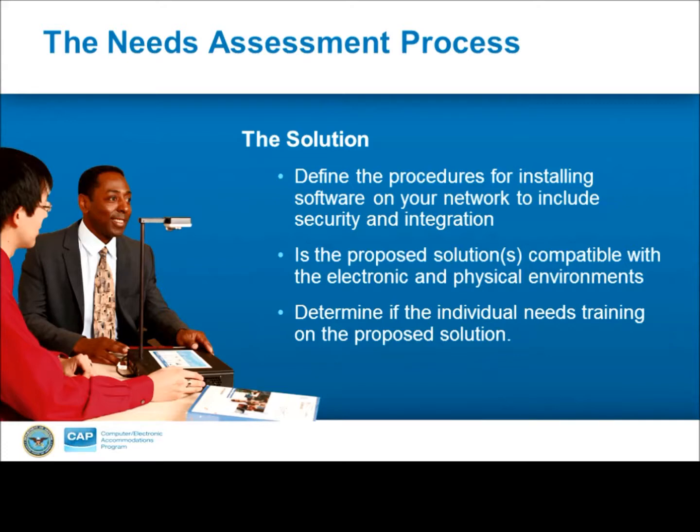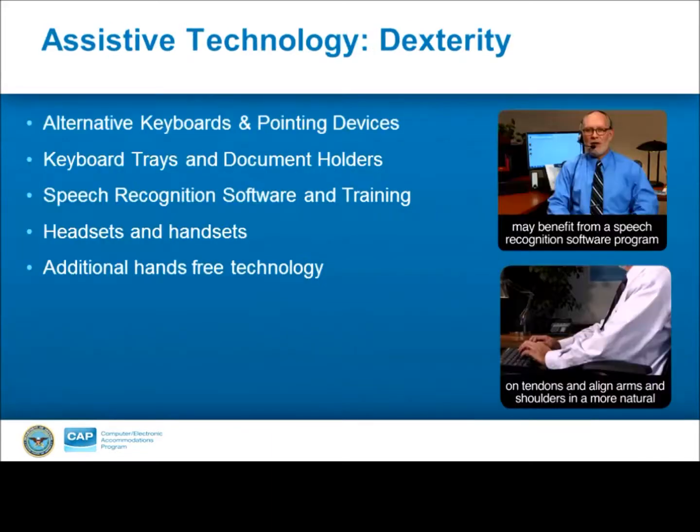So now that you have an idea of what our process is with the job, the individual, and the solution, it's apparent that the biggest piece of the puzzle as you're going through this process is being aware of the type of technology that could actually assist with those levels of limitations. So what I'd like to do now is briefly go through some of the different types of technology that could assist people with varying limitations.